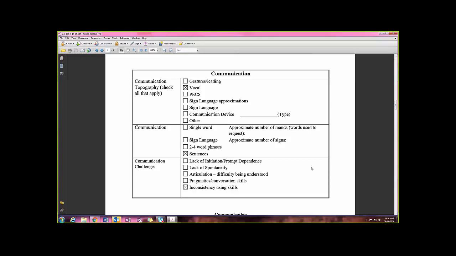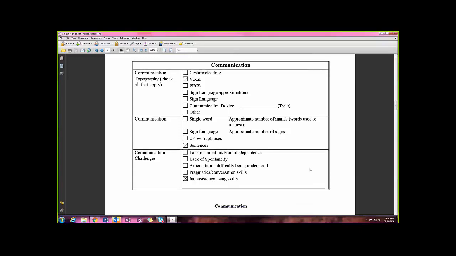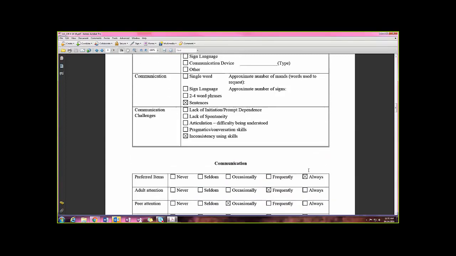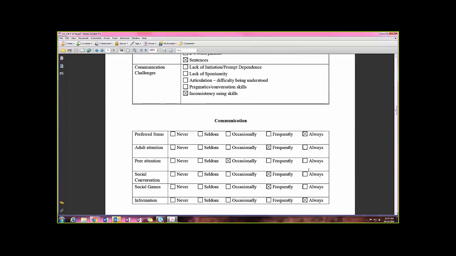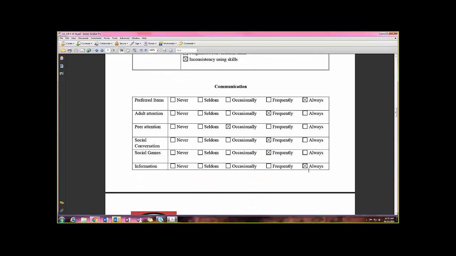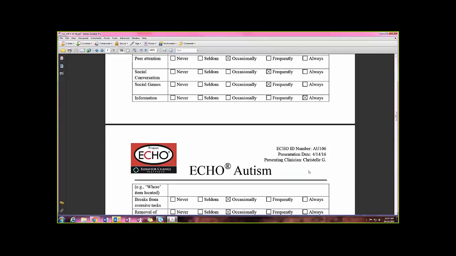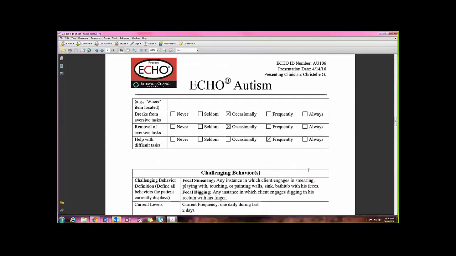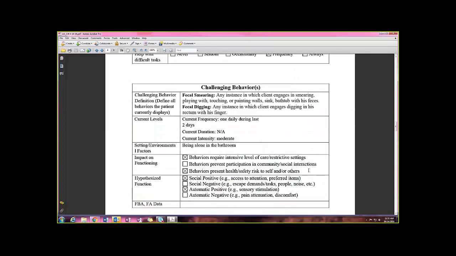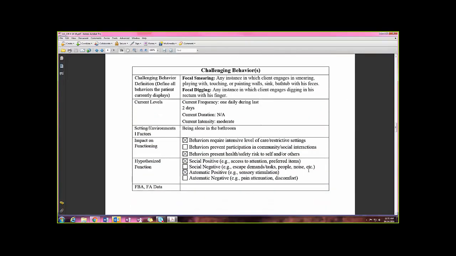So let's talk a little bit more about the current challenging behavior that I'm coming here to seek consultation on, and it involves fecal smearing, which we have defined as smearing, playing with, touching, painting walls, or saying bathtub with his feces, and fecal digging, which involves an instance of engaging in digging in his rectum with his finger.